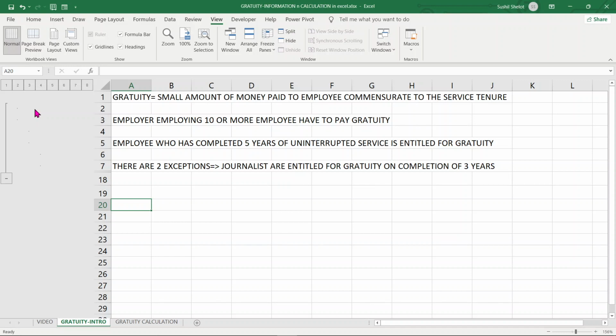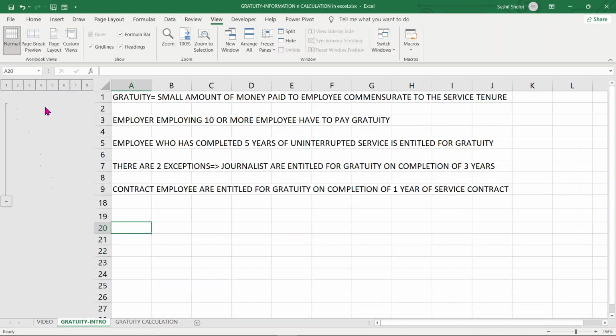There is another exception to this, and let us go on to that exception. So that exception is: contract employees are entitled to gratuity on completion of the first year of service in contract. Well, this has been recently updated or added to the gratuity rules. Earlier, contract employees were not entitled to gratuity.